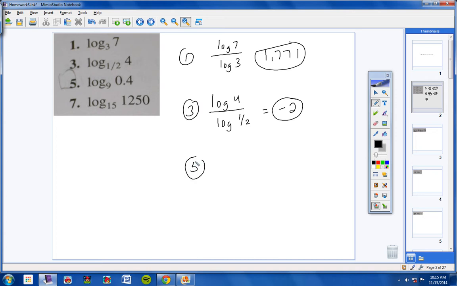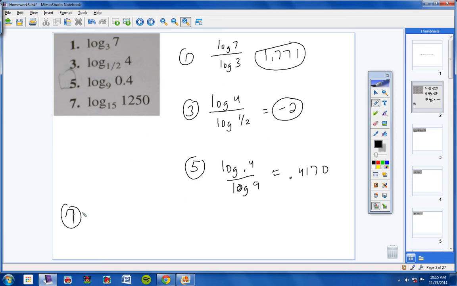For number 5, you would type into your calculator log of 0.4 divided by log of 9. Okay, so here we go, log 0.4. Close the parentheses, divided by log of 9, and you will get -0.4170. All right. Moving on to number 7.